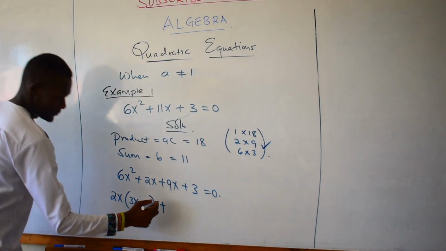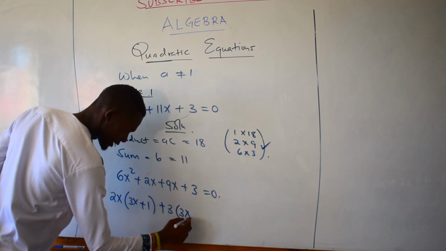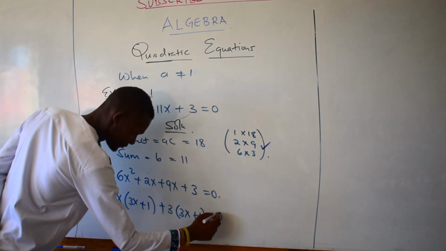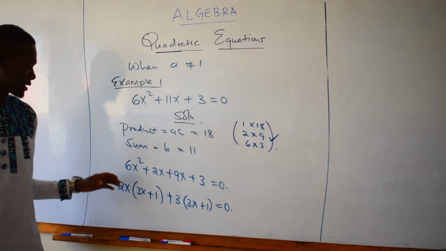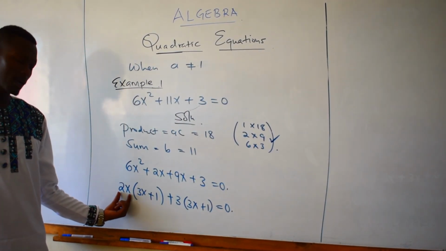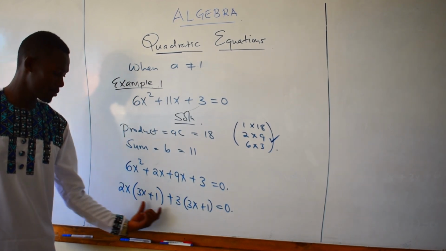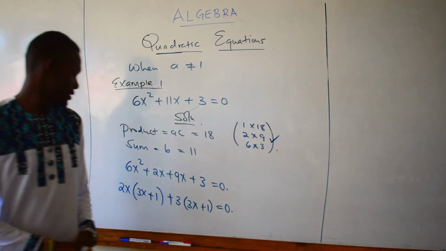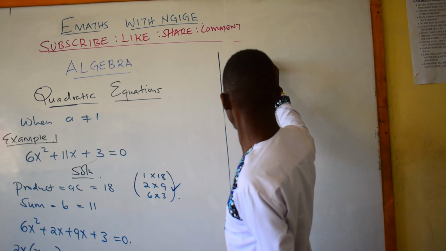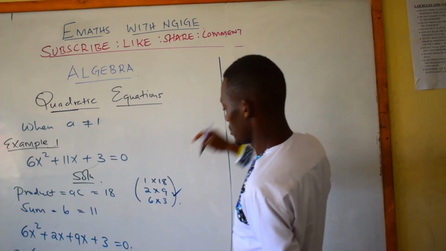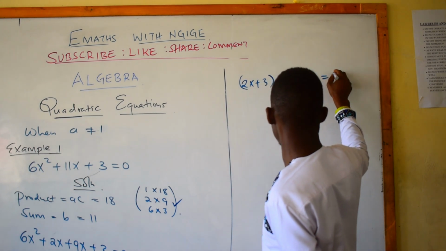3 is common. We factor out 3. Therefore we remain with 3x plus 1. And what do you notice again? This bracket and this bracket are the same. Now taking the factors that are outside, putting them together, we pick one of the brackets. Therefore we shall have 2x plus 3 times 3x plus 1 equals 0.